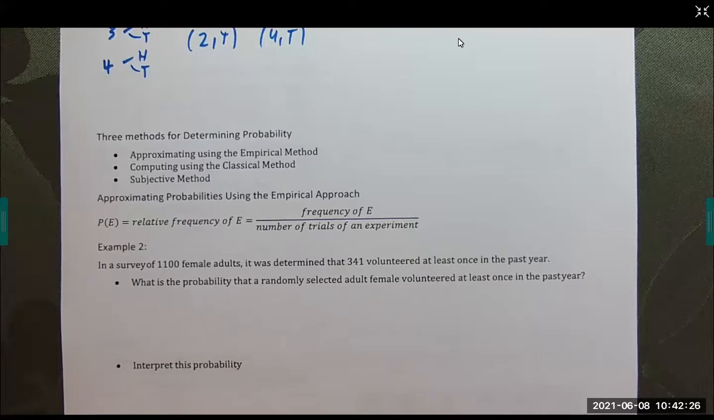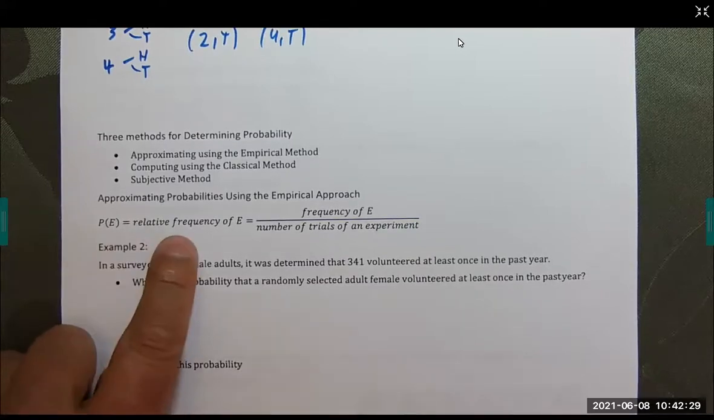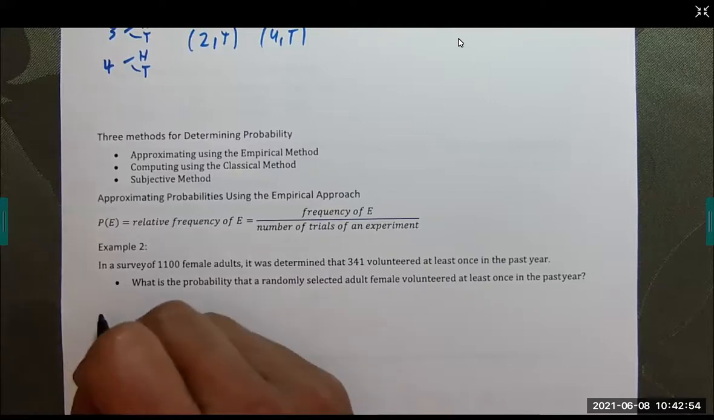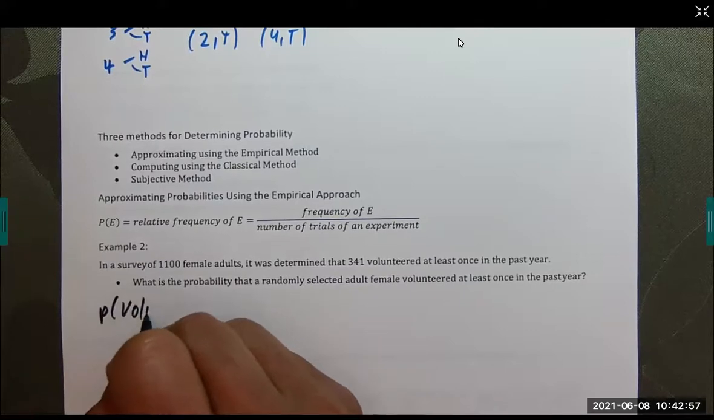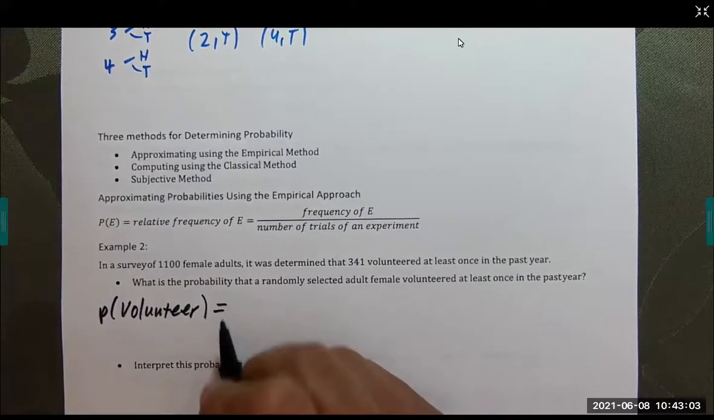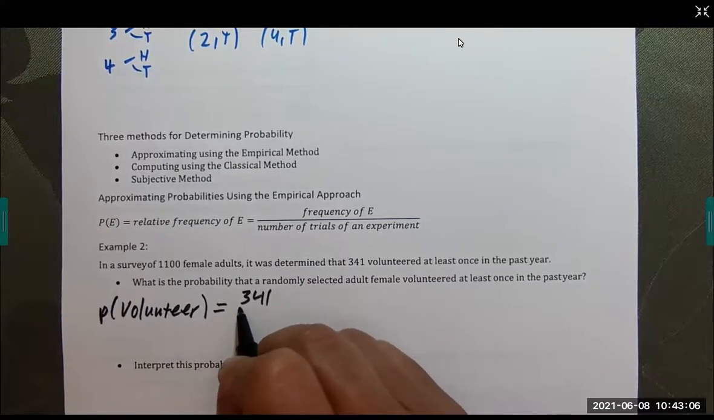We have the probability of event E. Relative frequency of E is going to be the frequency of E divided by the total number of trials in an experiment. And we can see this best if we do an example. What is the probability? So we have, in a survey of 1,100 female adults, it was determined that 341 volunteered at least once in the past year. Find the probability that a randomly selected female adult volunteered at least once in the past year. So the probability that these women volunteered is going to be the 341 out of the 1,100.